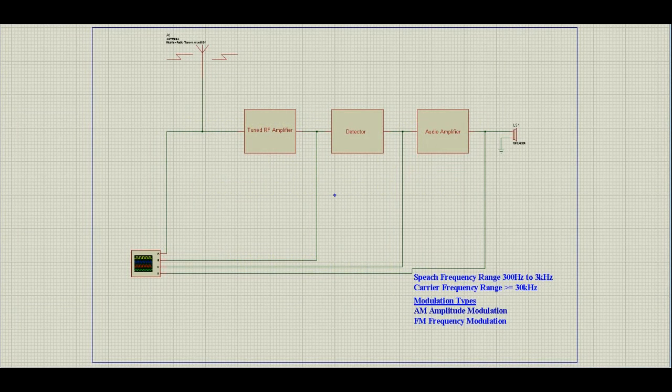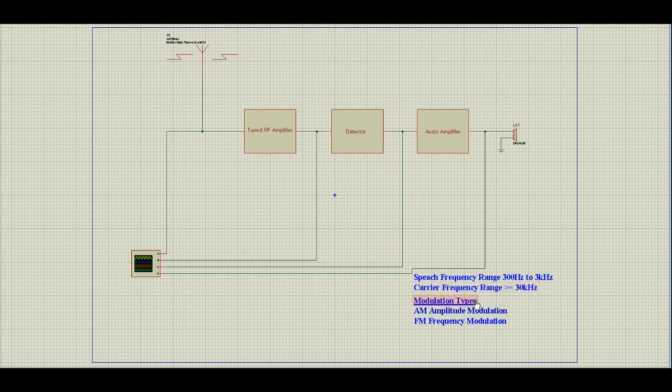I'm going to be talking to you today about the basic receiver. Okay, let's start by defining the signals used in this demonstration. Speech signals normally vary between 300 Hz and 3 kHz. For this demonstration, I will be modulating the carrier with a 1 kHz tone. The carrier frequency would normally be above 30 kHz. For this demonstration, I'll be using a 30 kHz carrier.